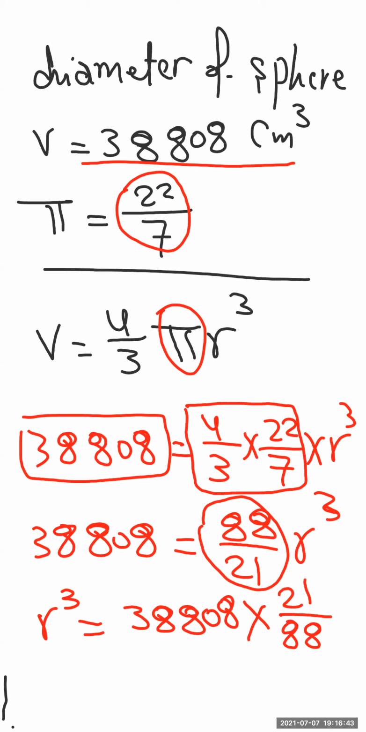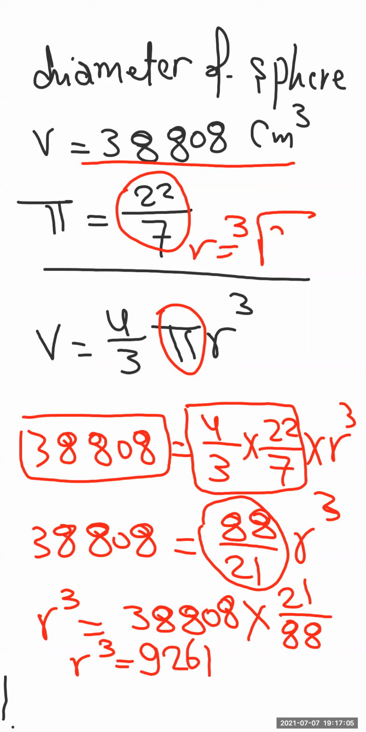Okay, so now r to the power 3 using the calculator will equal 9,261. Now it's very easy to get the radius using the calculator. Radius will equal cubic root of this value, 9,261. So the radius will equal, by using the calculator, guys, 21 centimeters.